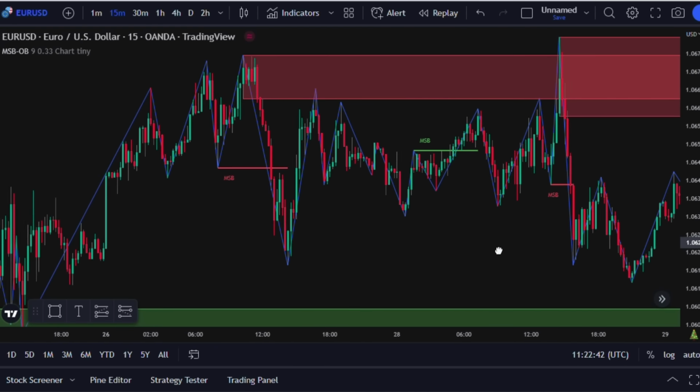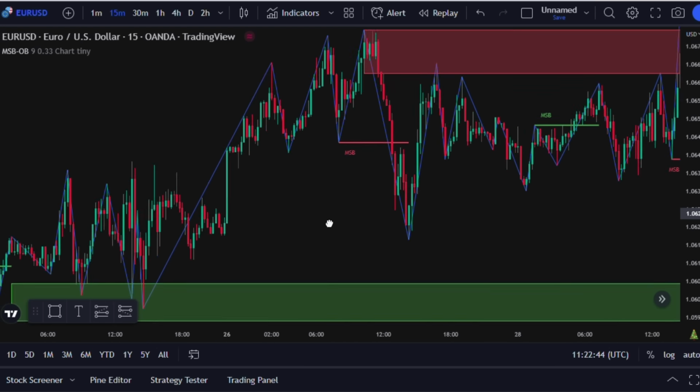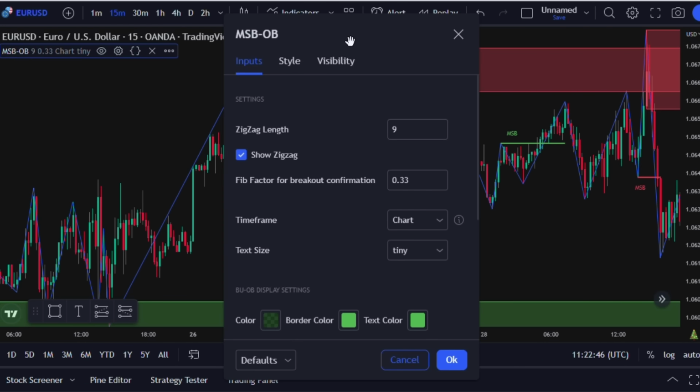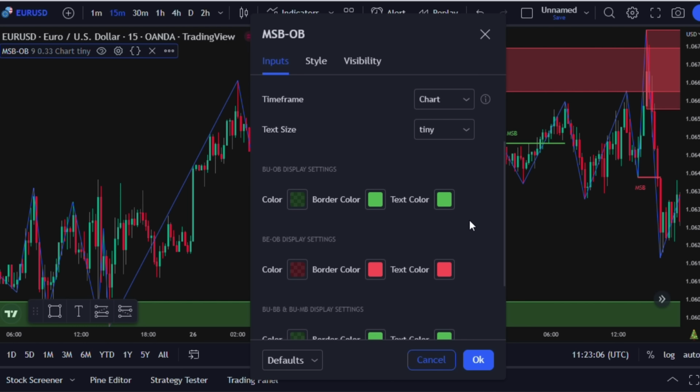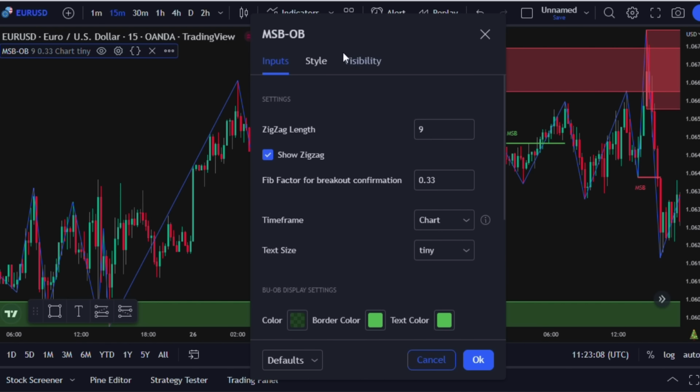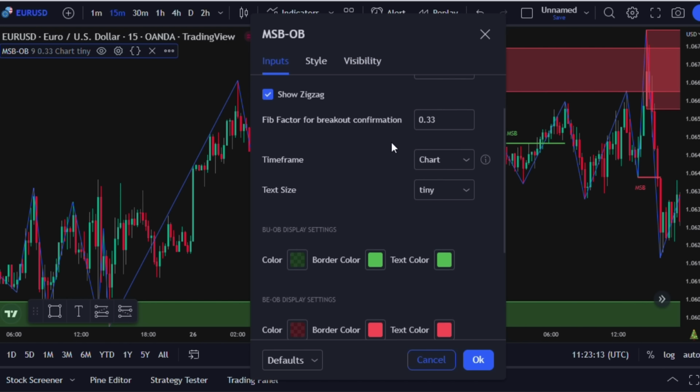Let's take a fast look at its settings. I double-click on its bar here and the settings menu is opened. In the first menu, you can change the zigzag length from here, or you can hide the zigzag pattern by taking out this check mark here. Or you can also change the Fibonacci factor value that is used as confirmation for breakout. I recommend you do not change any default values of this indicator because this indicator is doing great by default.